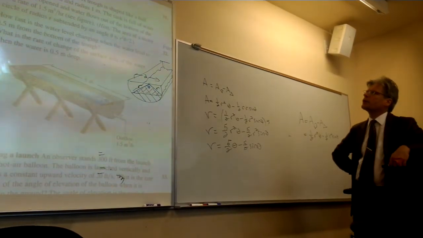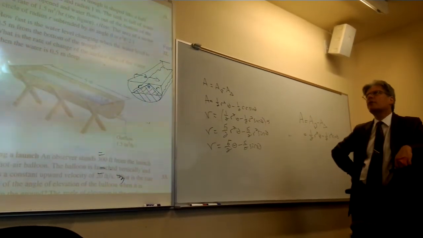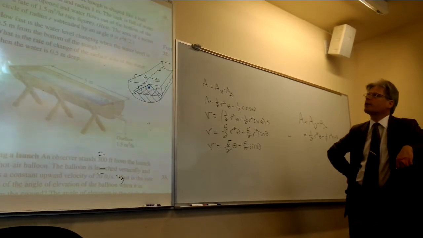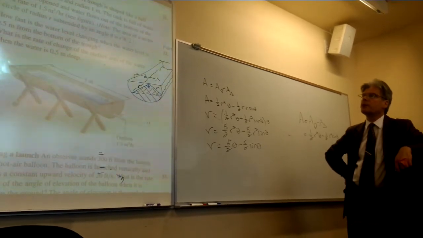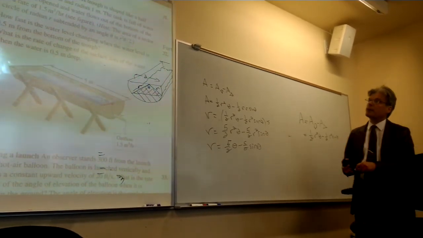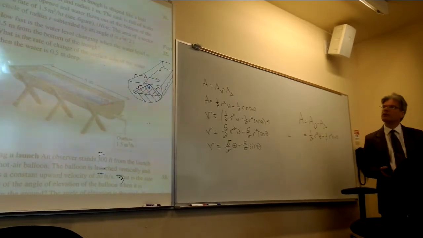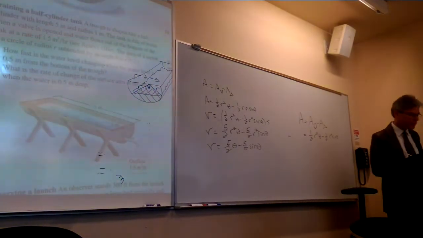It's initially full of water. It's flowing at a rate of 1.5 cubic meters per hour. How fast is the water level changing when the water level is 0.5 meters from the bottom of the trough? Shoot, how am I going to do that? Whoops, sorry, I messed up the picture.